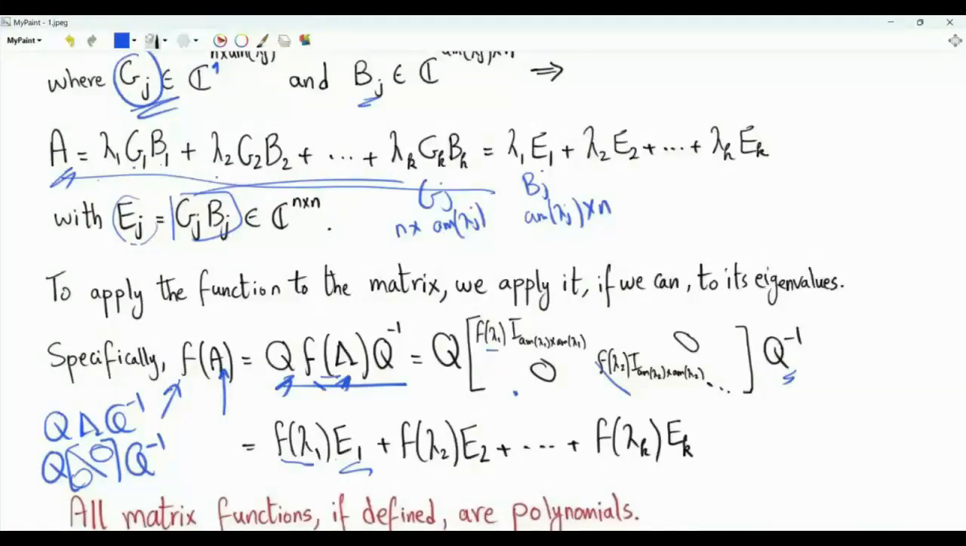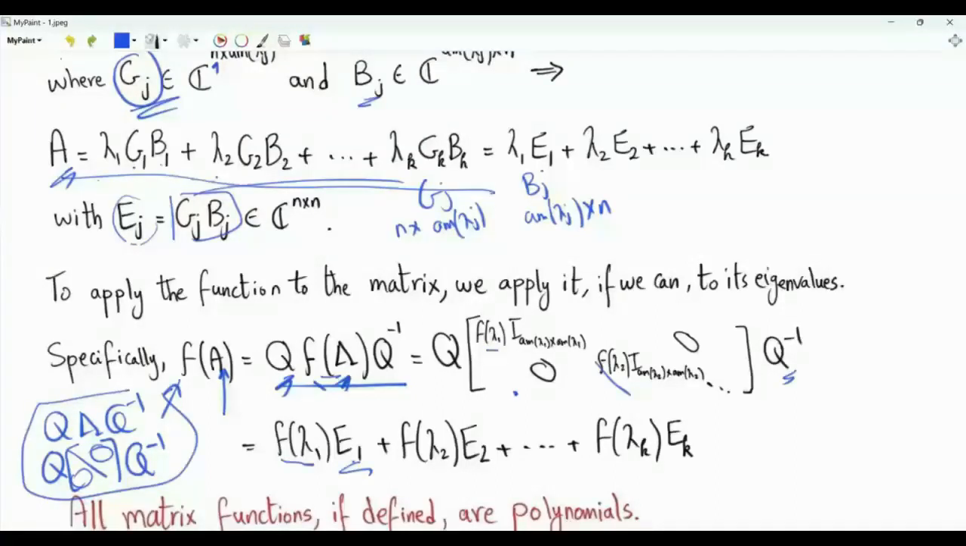Note that the E's will not change because those come from matrix Q and matrix Q inverse. And the way that we define the matrix function does not alter Q or Q inverse. What it changes is the diagonal matrix of eigenvalues. In this video, the main thing that I want to talk about is this.